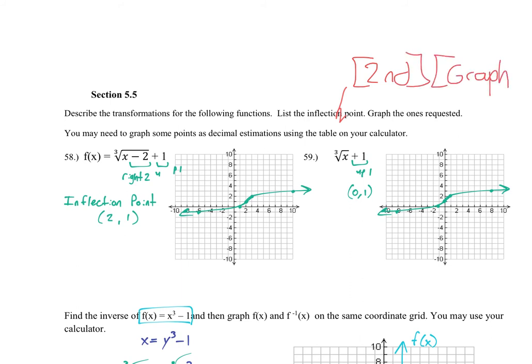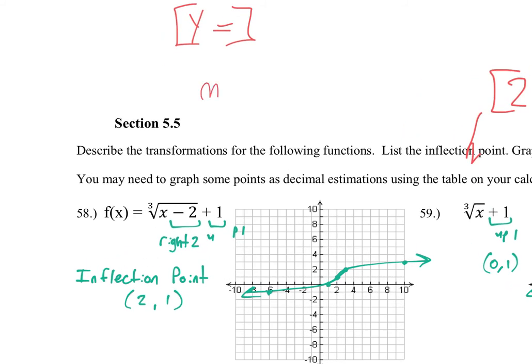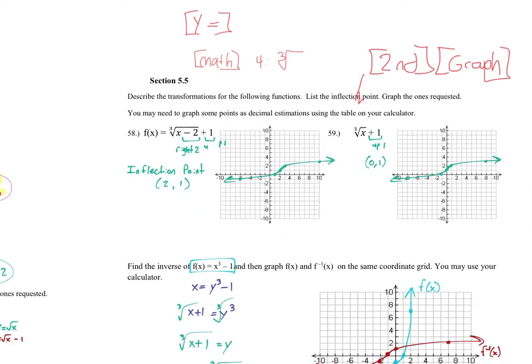graph. And if you're wondering, how do I get the cube root, because I know to push y equals, the button in the top left to start graphing. If you want to get the cube root symbol, that's the math button on the far left, and then it's option 4, which gives you the cube root.